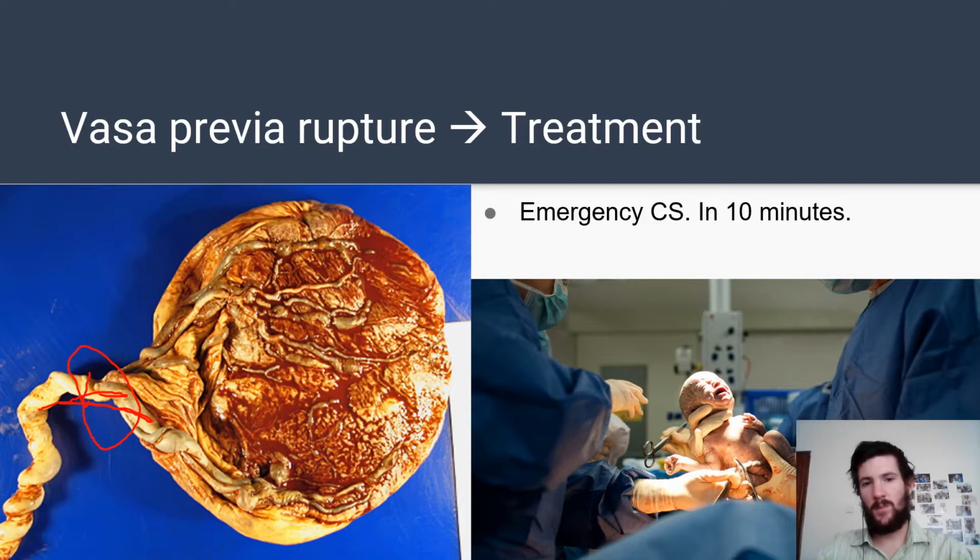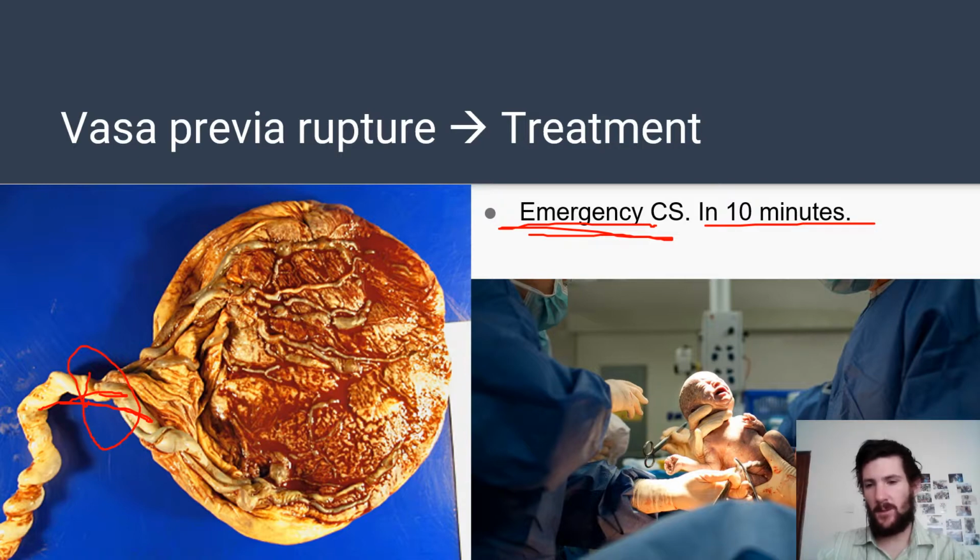The problem is that we will never know if the patient has or doesn't have the velamentous insertion unless we have an ultrasound, a very highly trained ultrasonographer or radiologist that can say to us. But in most of the situations here in Mbagathi, we wouldn't know. So we need to have a high index of suspicion. And the treatment is an emergency cesarean section, which must be done in 10 minutes.